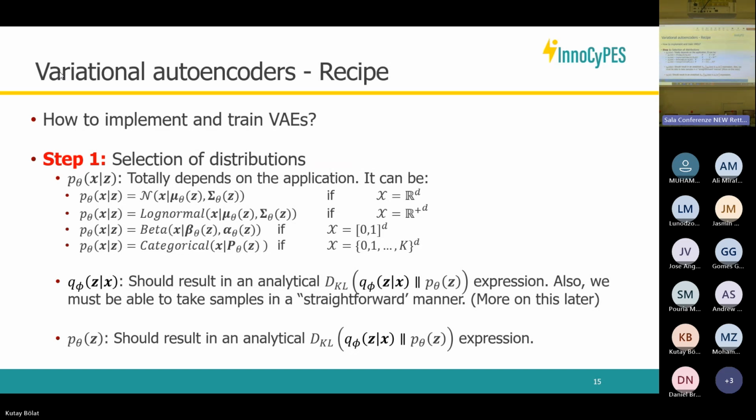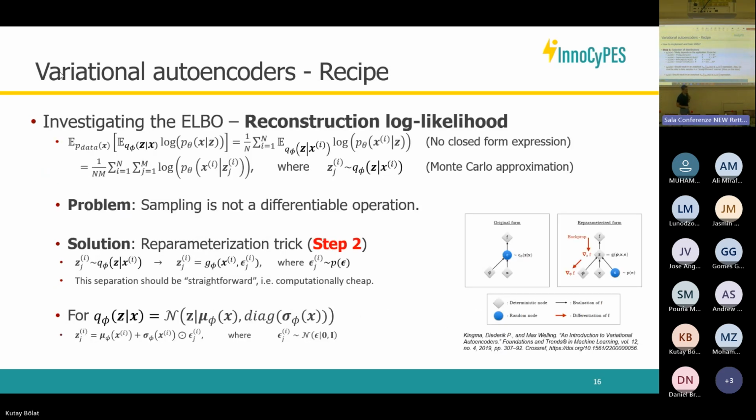The q_phi(z|x), the approximate posterior, the encoder distribution, is also free of choice. Pardon, sorry. The decoder distribution is not free of choice; it depends on your data. But this one can definitely be free of choice. Generally Gaussian is used. But there's one thing: it's better to be able to take samples from it in a straightforward manner. I'm going to come to that. And p(z) is also sort of free, but since we have this KL term, it's better to have an analytical result for this KL divergence.